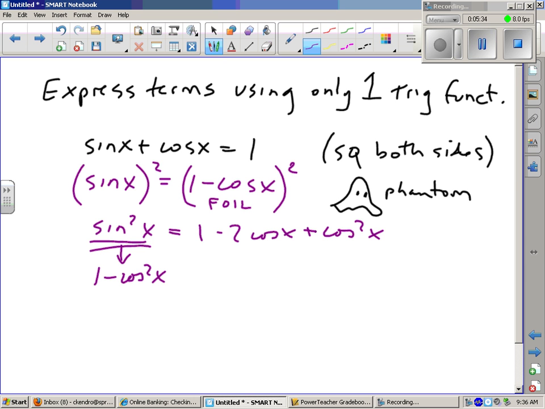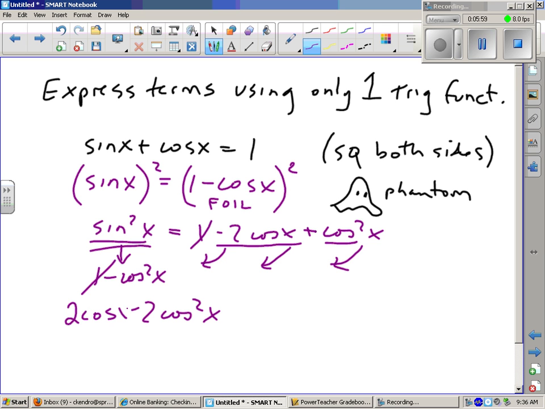So I'm going to move everything over. I'm going to bring all these over to the other side. So the ones will cancel out. The negative cosine squared and another negative cosine squared is negative 2 cosine squared. And then this I'm going to bring over and actually put it in the front and make it positive 2 cosine x. And that's all equal to 0 because I brought everything over.